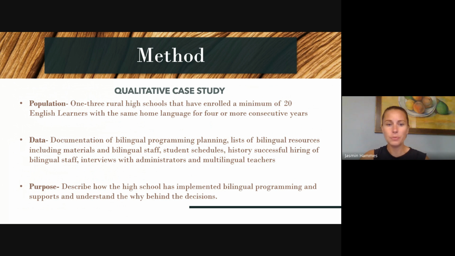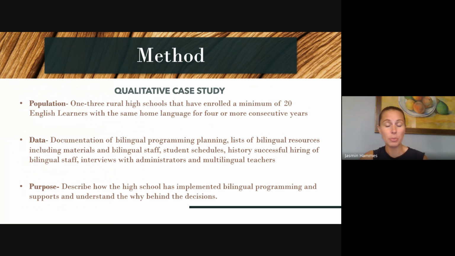So my data, I'm thinking of documentation of the bilingual program planning. So what board meetings have they done? What administrative meetings have they done? Have they worked with CESA programming? What have they done to plan for the bilingual programming? Things like lists of bilingual resources that include materials or lists of bilingual staff. I think it would be interesting also to look at student schedules. Do they have classes in their home language, or do they have a study hall with bilingual aides?